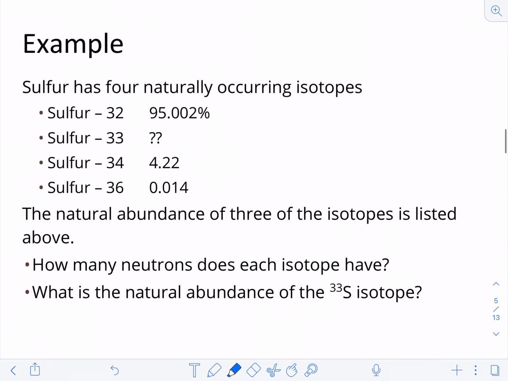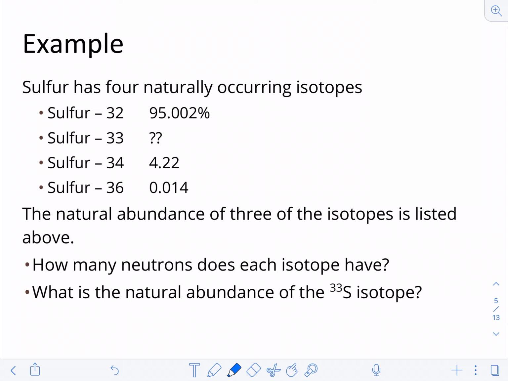All right, so here's our example with sulfur. It says that sulfur has 4 naturally occurring isotopes. We can see sulfur 32, 95.002% of the time that sulfur is found in nature, it's that sulfur 32. We've got sulfur 33, we have question marks there, so we must not know that abundance, or scientists do, but we don't for this problem. Sulfur 34 is 4.22% of the time that sulfur is found, it's in the sulfur 34 form. And then sulfur 36, 0.014% of the time is sulfur 36. So the natural abundance of the 3 isotopes is listed above.